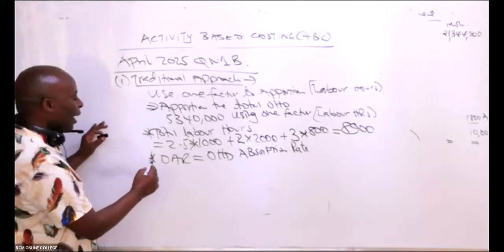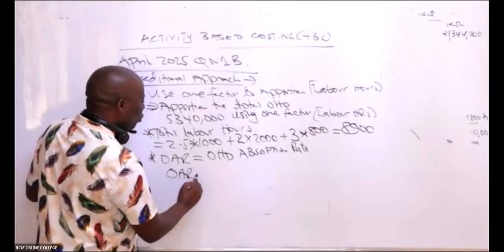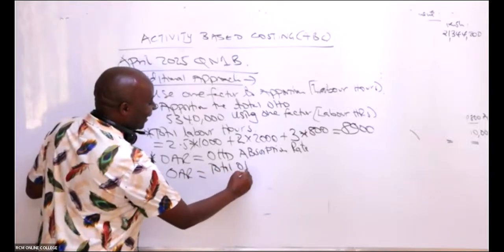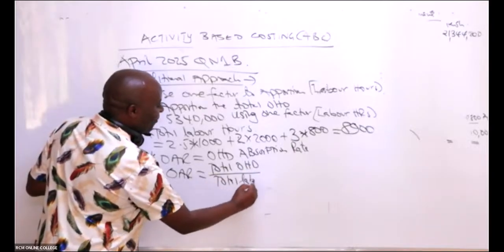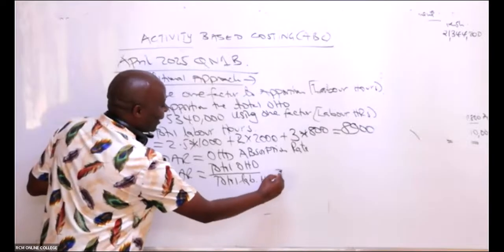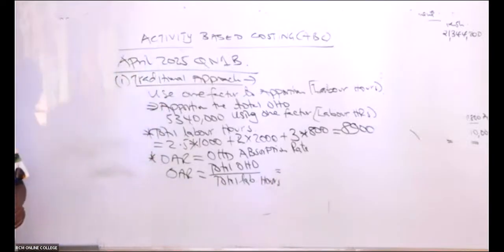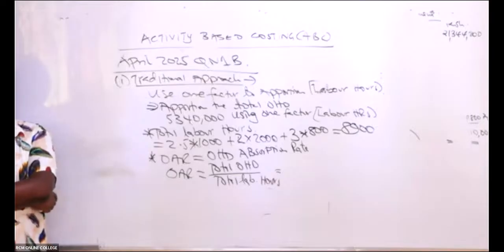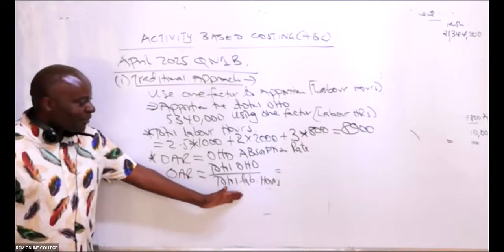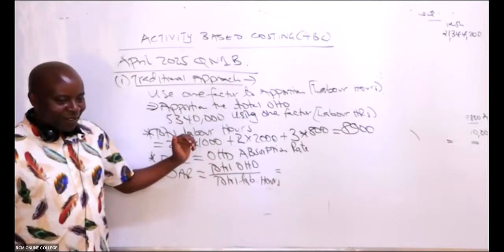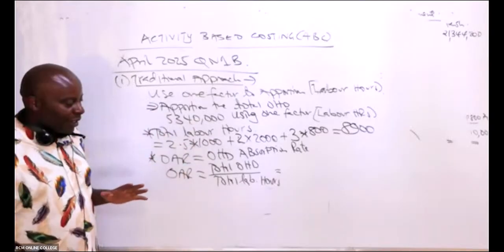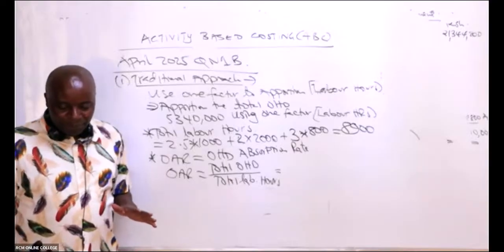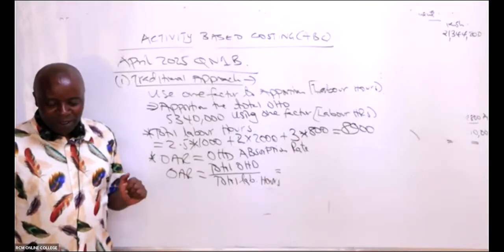How do I get this OAR? So OAR will be the total overhead all over the total labor hours, because here we must use the factor of absorption. The basis of absorption, and the basis in this case here is labor hours. So total overhead over total labor hours.